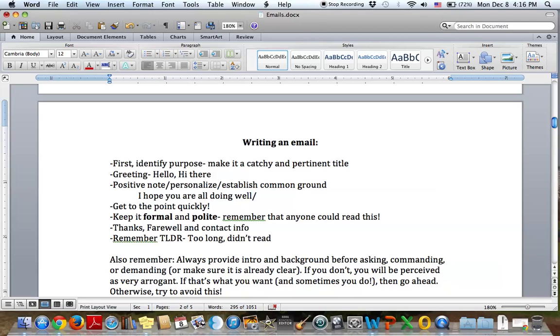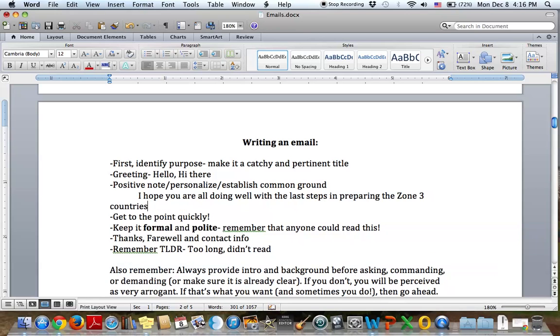Personalizing is a good thing to do as well. It can just be, I hope you are all doing well for a positive note, but if we want to personalize, we want to focus on something that shows that, yes, I know who I'm talking to. This isn't just a general email to everybody. I know what's going on. Let's see here. So I could take both of these and put them together. I could say, I hope you are all doing well with the last steps in preparing the Zone 3 countries.